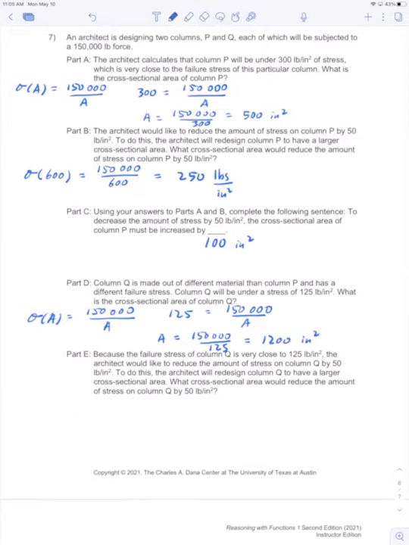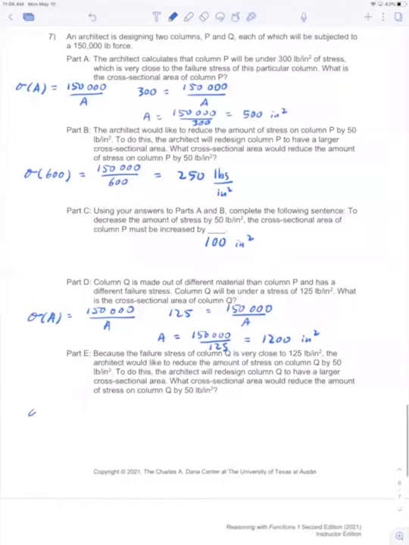Part E, because the failure stress of column Q is very close to 125 pounds per square inch, the architect would like to reduce the amount of stress on column Q by 50 pounds per square inch. To do this, the architect will redesign column Q to have a larger cross-sectional area. What cross-sectional area would reduce the amount of stress on column Q by 50 pounds per square inch?